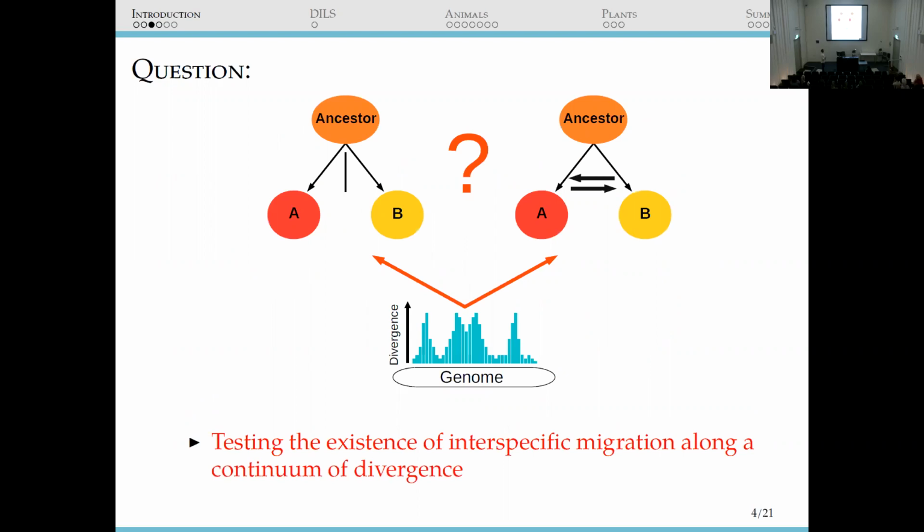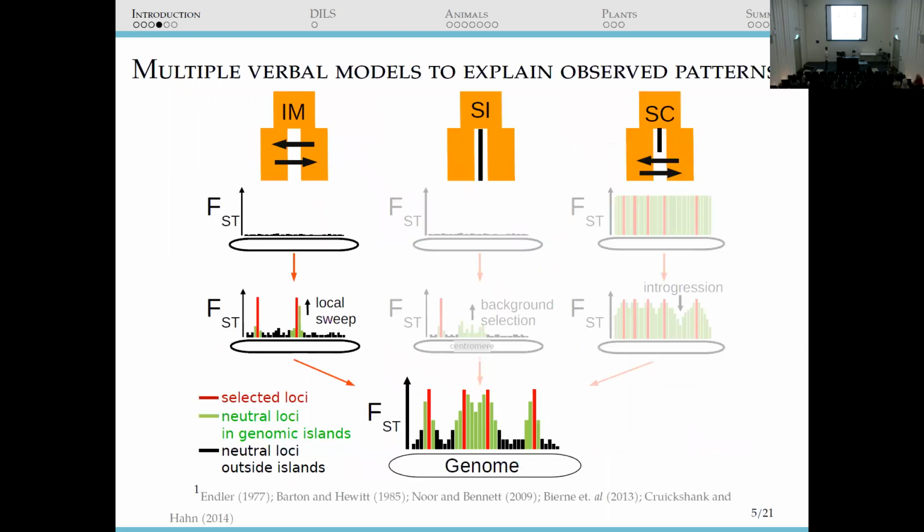So here it's a genome, and I represent here the divergence. And over the genome, you can find some genomic regions for which A and B are very similar, and regions for which A and B are very divergent. So we have this kind of heterogeneous pattern of divergence along the chromosome. So the goal is to try to detect some signatures of introgression along this chromosome.